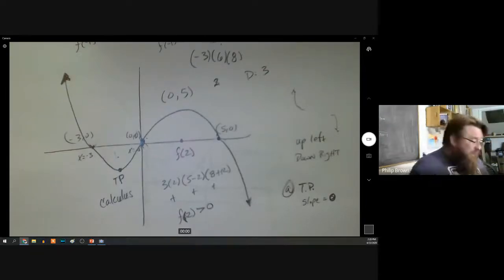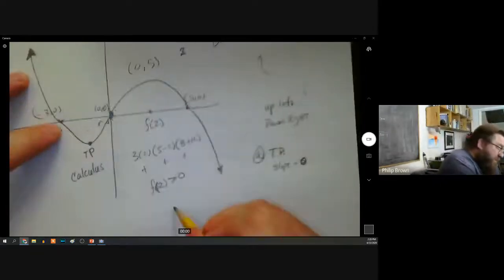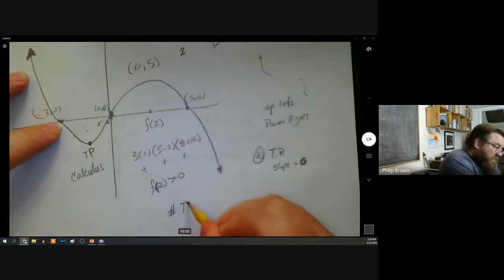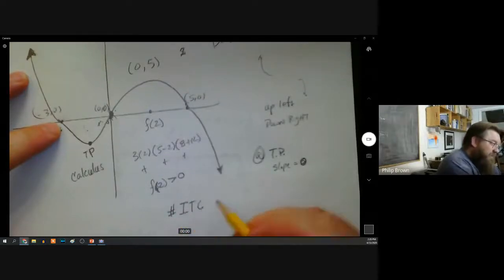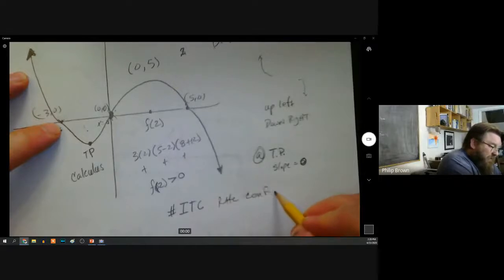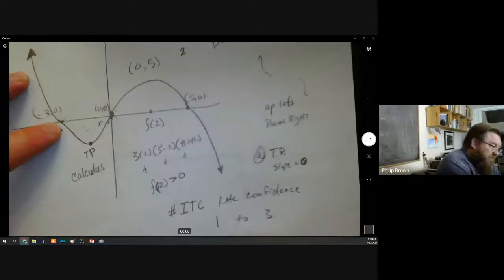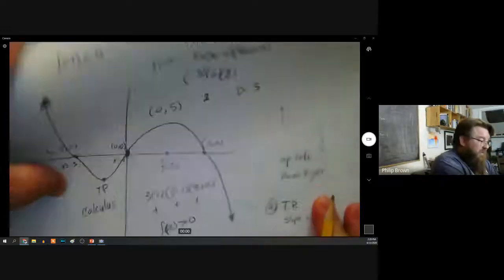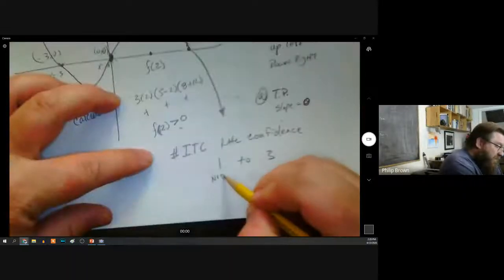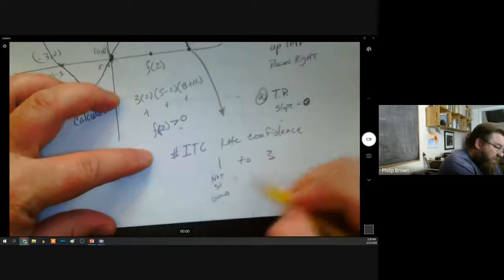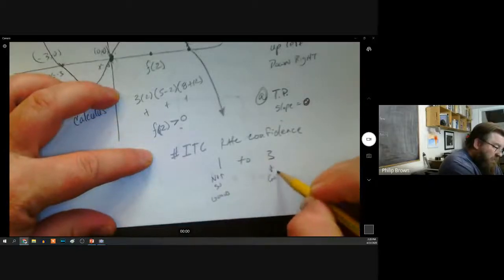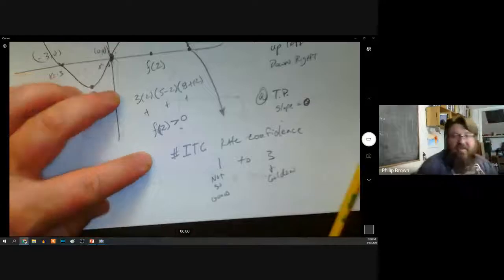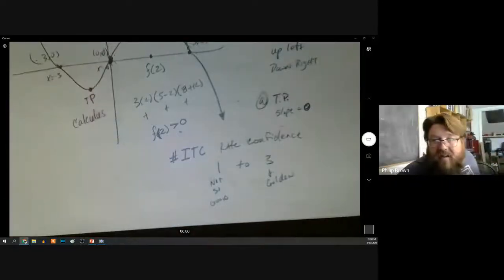How about this? Here's what we're going to try. I want you to rate your confidence with something like this on a scale of 1 to 3. 1 being not so good, 3 being I'm golden. So in the chat room, just give me a number 1 to 3. Let me know how you guys are feeling about this.